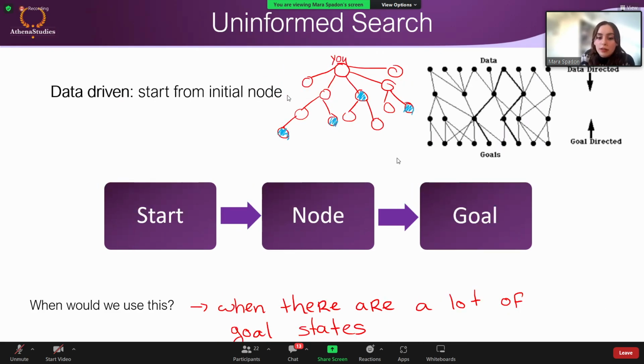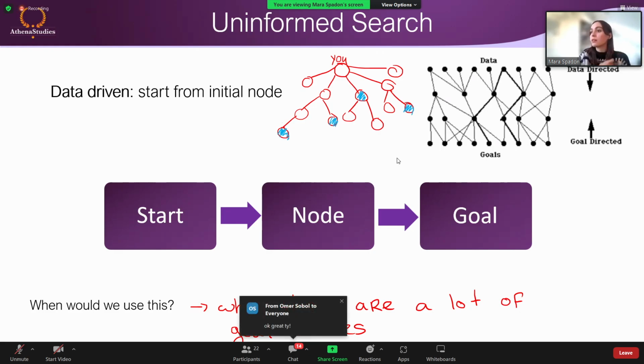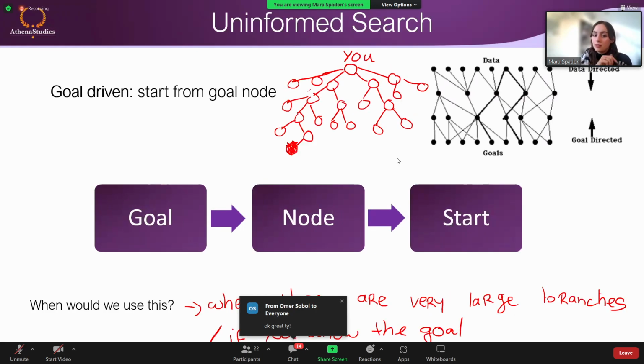For this one, it's usually just when there are a lot of goal states. Then you can do a data-driven one, because then you are sure that the first one you encounter is the one that is closest to you. Okay, great. So these are the nodes for this one when there are a lot of goal states, and these are the nodes for this one.